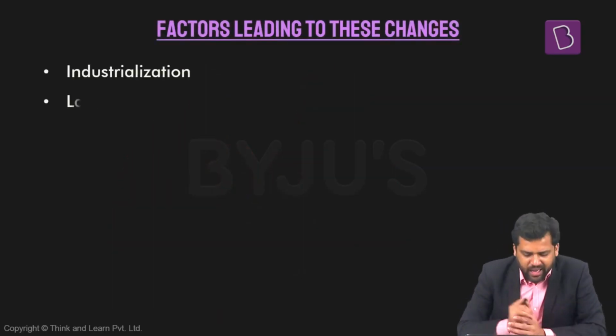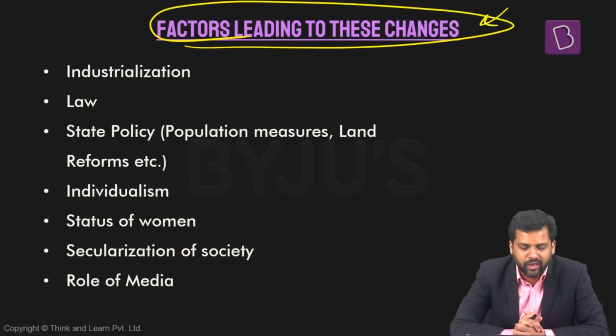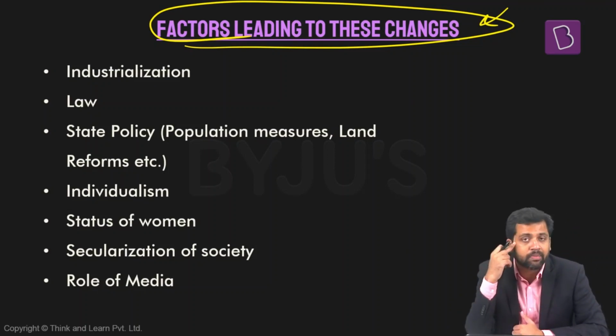The question is, how has the institution of family changed over a period of time? Or what are the factors which have led to these changes over a period of time? Right? We saw what the traditional family looks like, and we saw how the function of the family is changing, how the structure of the family is changing.